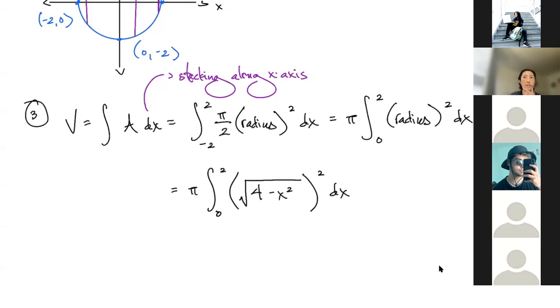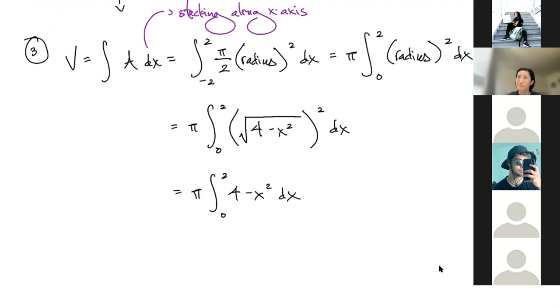Okay, so in this case, we don't need to double it, because if we doubled it, it would give us the diameter. We only want the radius, so we only want half of that. Okay, and good for us that even though there's this gross square root, since I square it, that part goes away. And so we're left with pi, the integral from 0 to 2, 4 minus x squared dx. All right, and I'll leave you to finish that question on your own time.